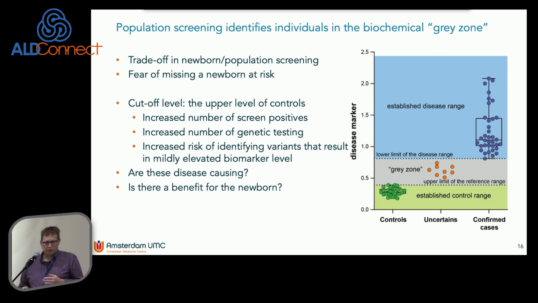So in population screening, there's a trade-off in fear of missing somebody. As a result, the cutoff levels are lower, and therefore the number of screens that you send out for genetic testing is higher, and therefore the chance of finding something that's benign and new is also higher. But the question, of course, is: is this a disease-causing variant? And is there a benefit for the newborn? Does this newborn benefit from coming out of a screen?